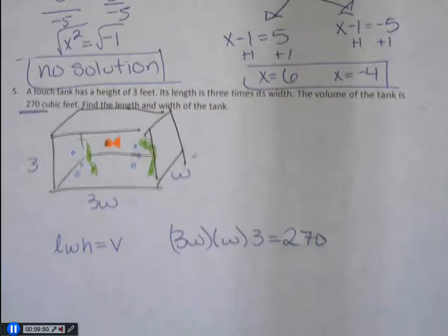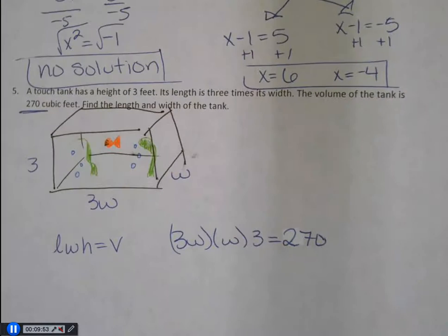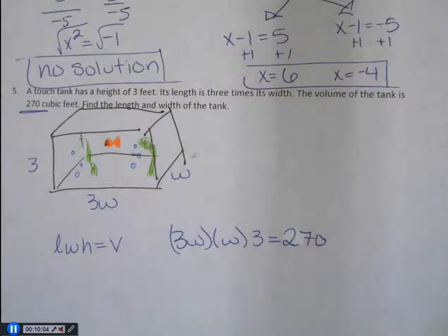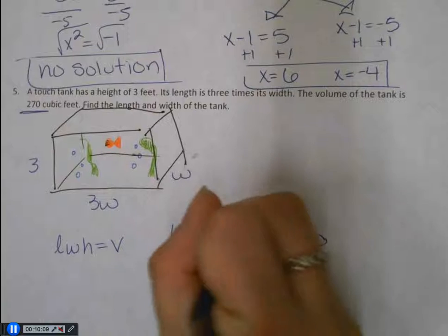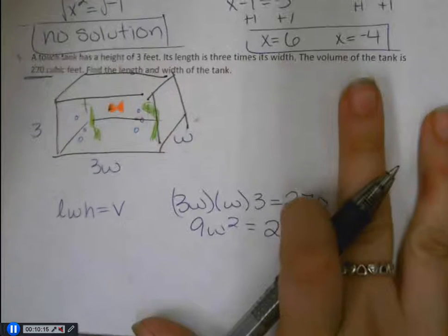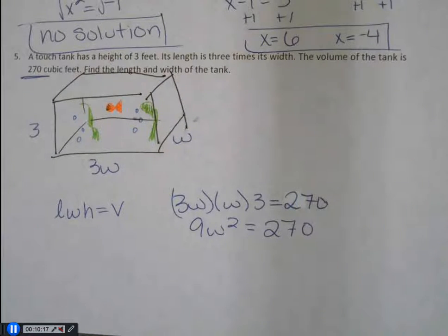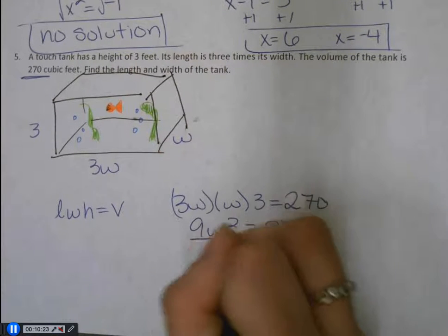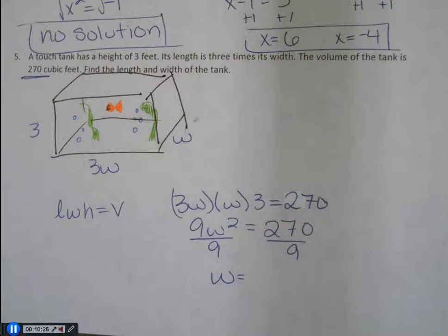Okay. Then what do I do on my left side? Multiply. So 3w times w times 3 is 9w squared. So still equals 270. Okay, then what? 270 divided by 9 is 30.